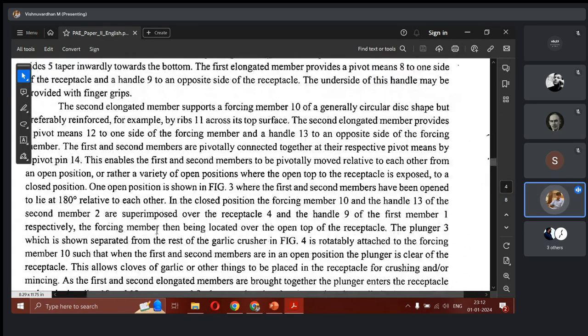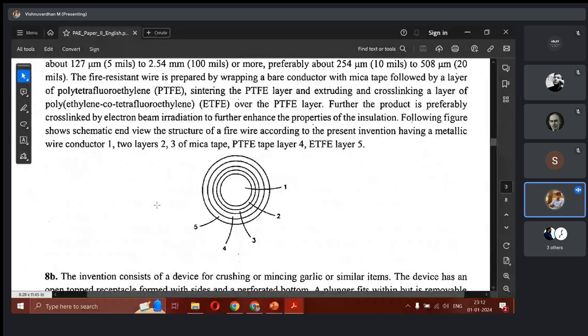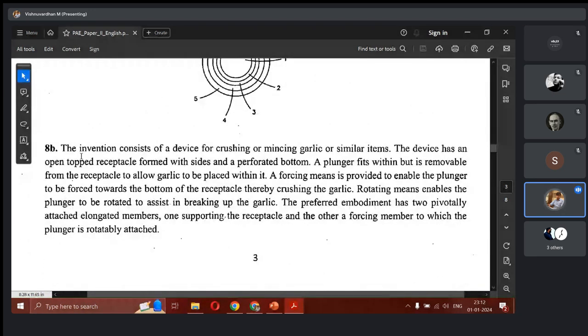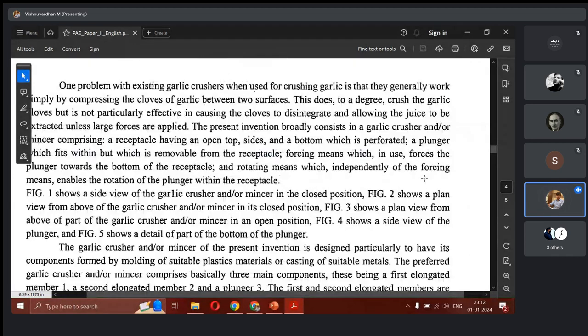So you have 1 hour, right, for this answer. So in this 1 hour, you'll have to read the whole question. You'll have to write the entire claims and then whatever else they've asked. So you have to be very quick. Okay, so where is question number 2 starting? So the invention consists of a device for crushing or mincing garlic or similar items. Cool. And then keep reading.